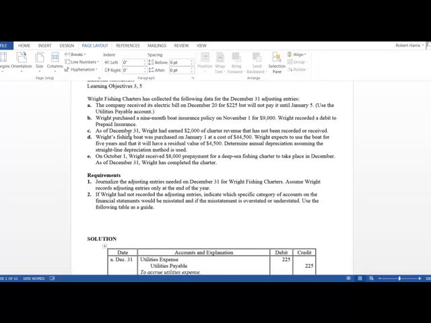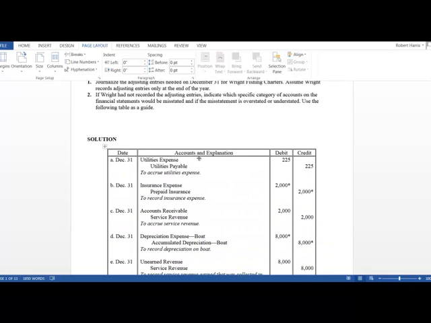See here, it says as of December 31st, we had earned $2,000 of charter revenue. We just hadn't gotten around to recording it. We've done the work, we just haven't entered it into our accounting system, and that's known as an accrued revenue. And so when that's the case, we record this just like we do anytime we have a sale that we're going to receive payment for later.